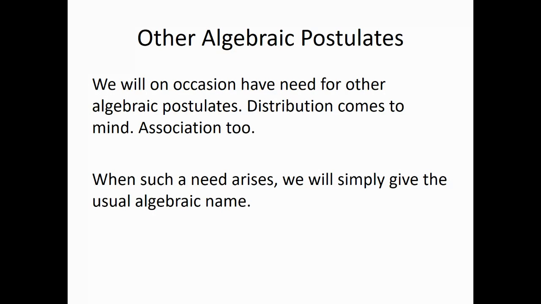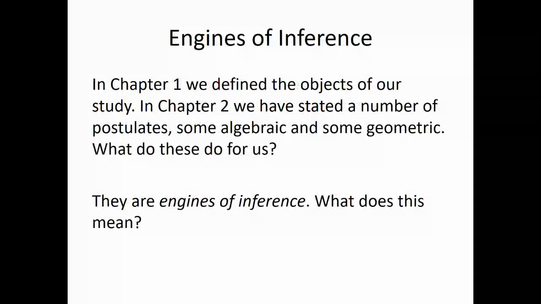Distribution, like I said, is one. Association comes up in a couple of instances as well. But since they come up so seldom, I don't think it's important for us to stop and talk about them and give examples. All right, so what is all this about? All these definitions that we gave in Chapter 1, all these postulates that we have now given in Chapter 2, what do they do for us?